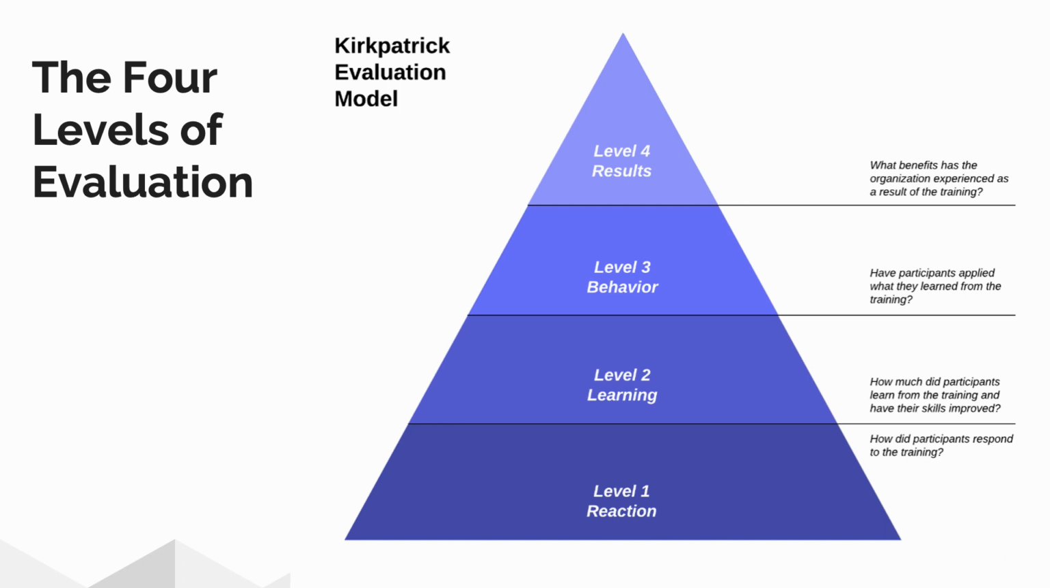At this point, we've gone over 2 levels. Level 1, which is the reaction level, and we just want to know, did the respondents like the actual program? In level 2, we are checking for growth. How much did the participants learn from that training, and have their skills improved? Level 2 is the first level that checks for measurable outcomes. Now let's take a look at level 3, behavior.